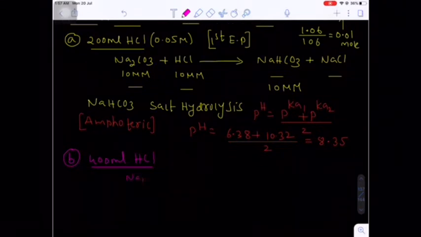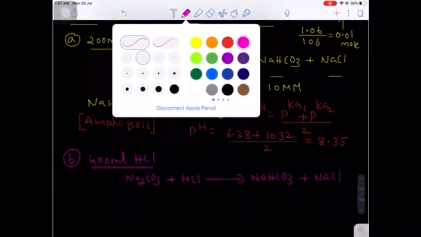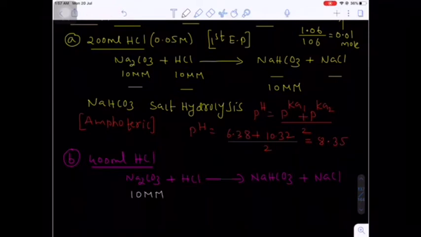Now the second case, here 400 ml of hydrochloric acid is added. Okay. Now here again I am writing the equation: Na2CO3 plus hydrochloric acid gives NaHCO3, sodium bicarbonate, and sodium chloride. Yes or no? Now here what happens?